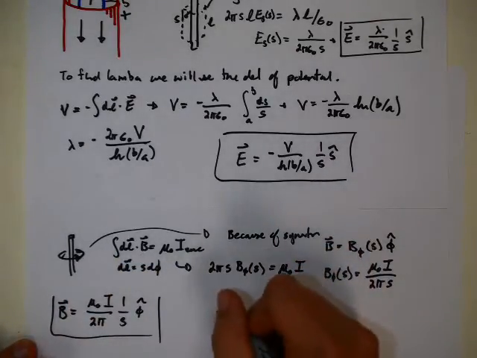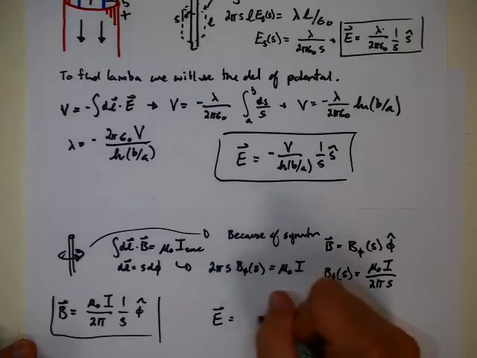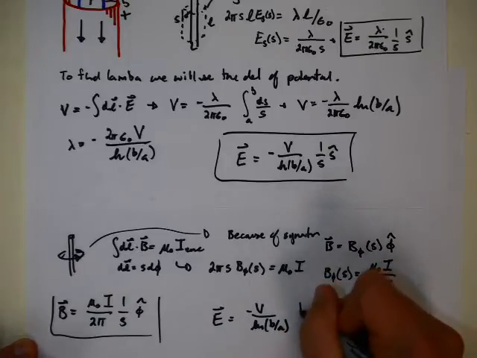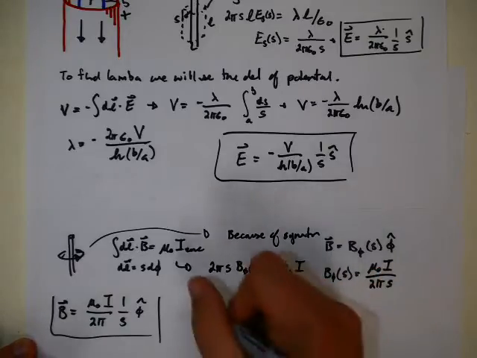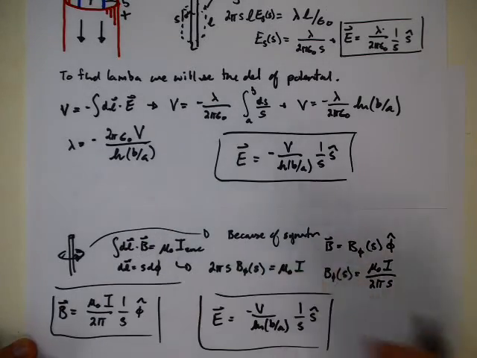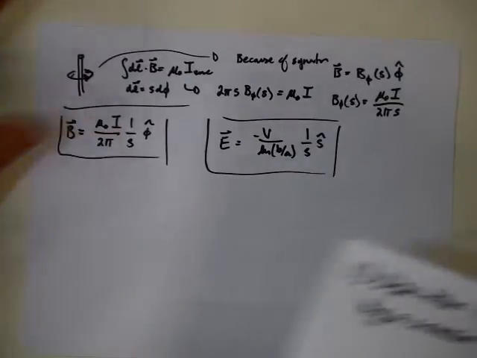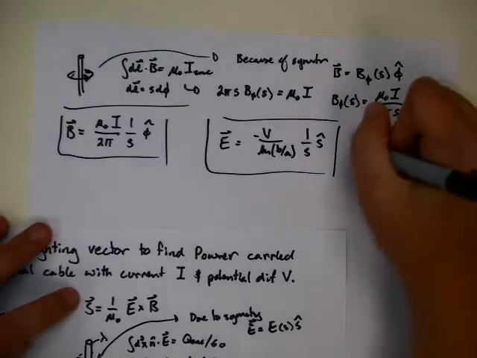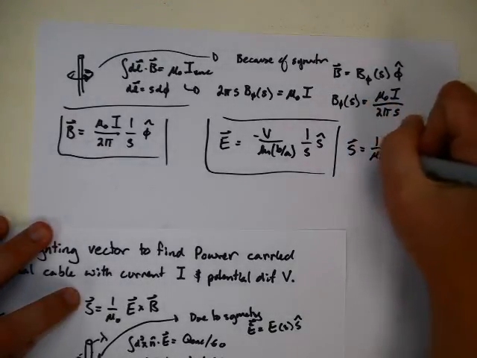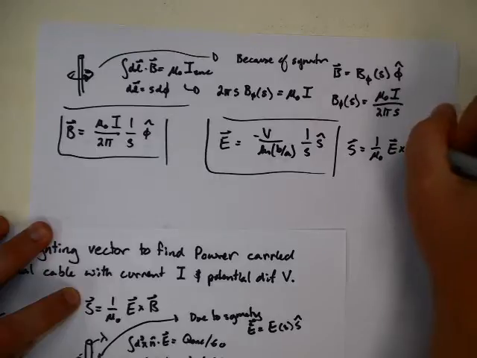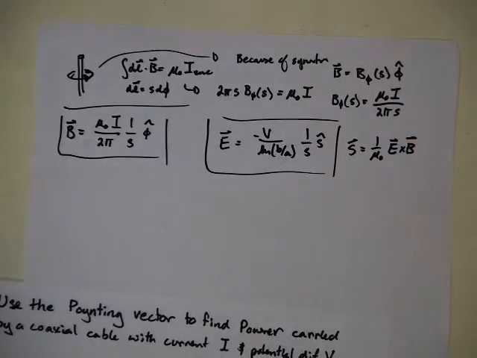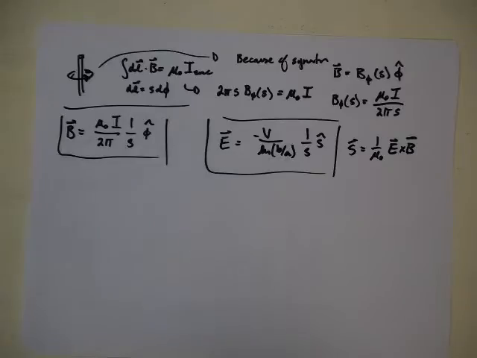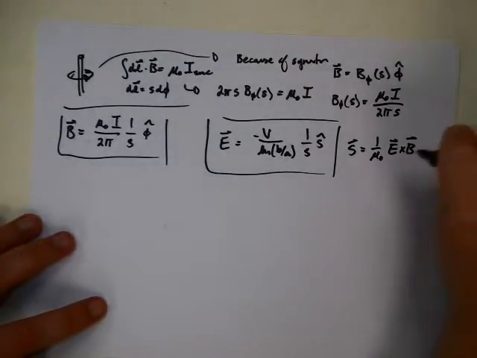I'm going to rewrite down the E field from above. The electric field is minus V over log of b over a, 1 over s, s hat. Now our final task is to use the Poynting vector right here. So let me recopy that. S is 1 over mu naught E cross B, to find the power carried along in the E and B field for this wire.